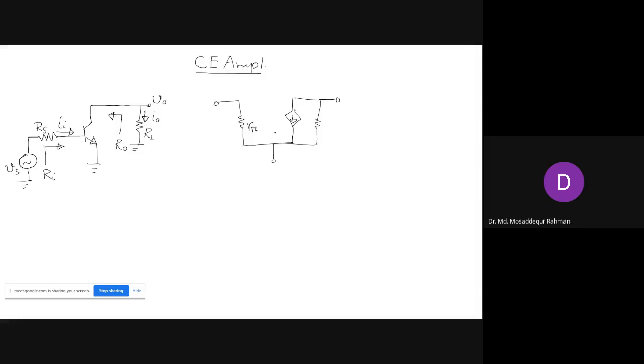So what is this model? What do you call this one? Sir, pi. Yeah, this is the hybrid pi model.